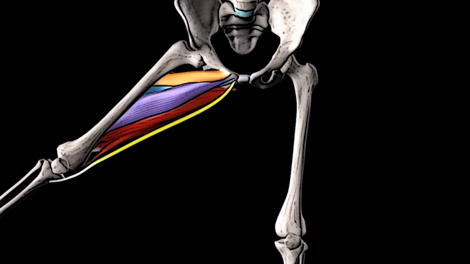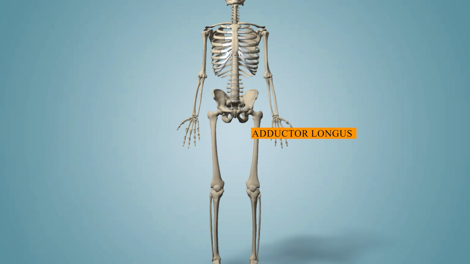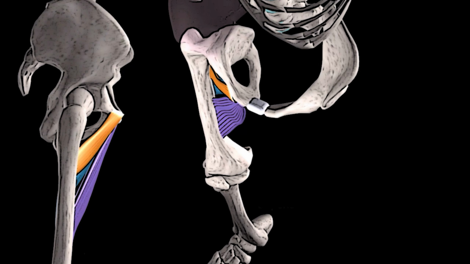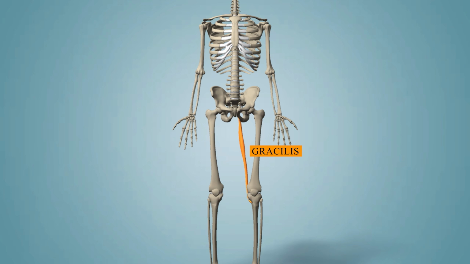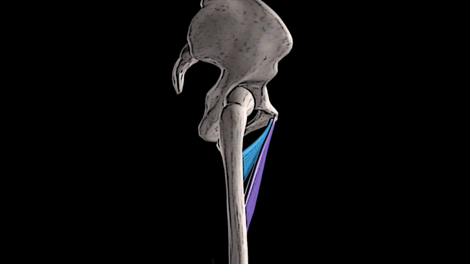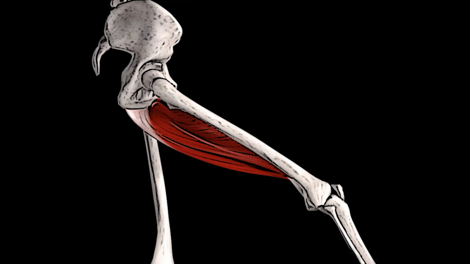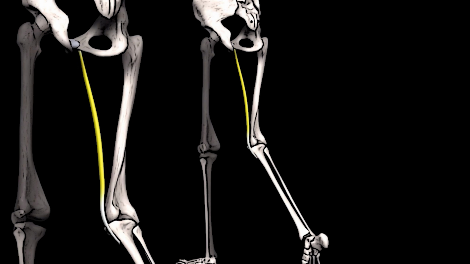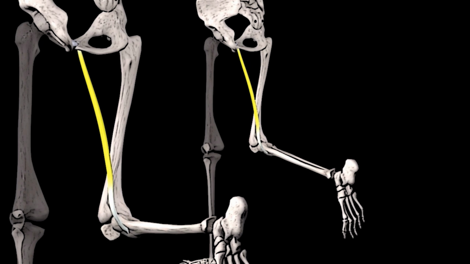The main function of all the muscles in the medial group of the thigh is to adduct the thigh. In addition, the adductor longus, adductor brevis, and adductor magnus muscles are involved in the internal rotation of the thigh. The Gracilis, adductor longus, and adductor brevis muscles participate in flexing the thigh at the hip joint, while the adductor magnus muscle is involved in its extension. The Gracilis muscle also helps to flex the knee and to internally rotate the lower leg.